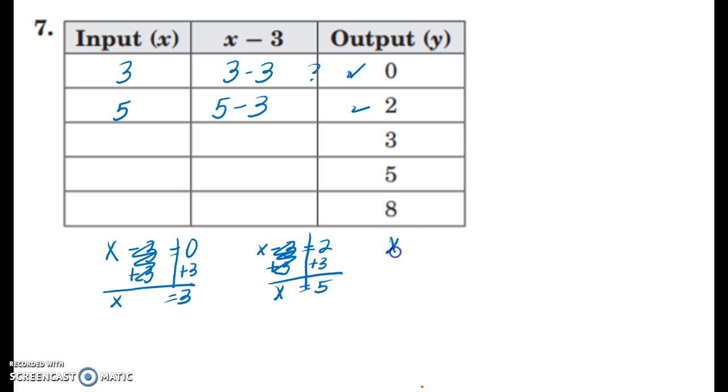I have, again, x minus 3, but this time it equals 3. Let's set this up. I'm going to add 3 on both sides. Those 3's cancel out, and x equals 6. So, I have 6 minus 3. Does that equal 3? Yes, it does.